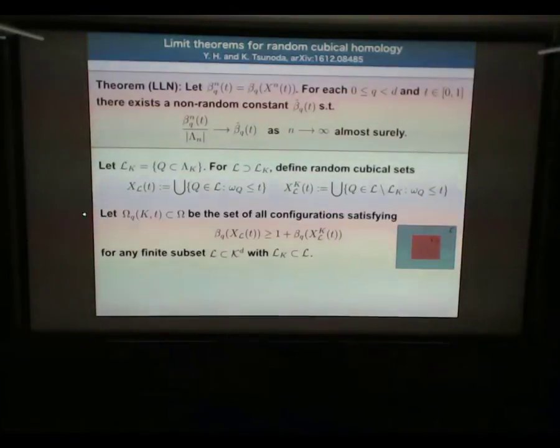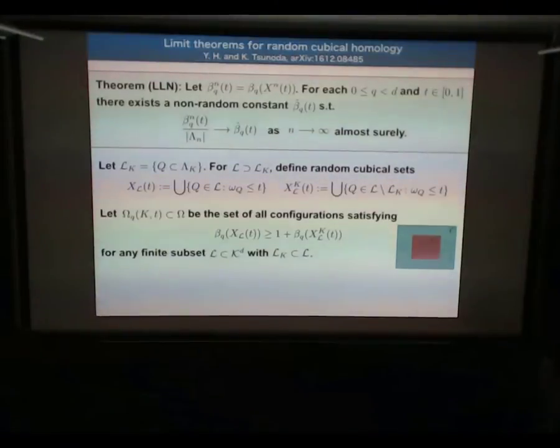Then let me define a certain event, denoted by omega for K. It is the set of all configurations satisfying this inequality for any subset L containing Lk. It looks a bit complicated, but the left-hand side here is a Betti number on L, and this is a Betti number on only the blue part. So roughly speaking, this event guarantees that, given K, for any choice of L, at least one generator in the red part is contributing to the Betti numbers.